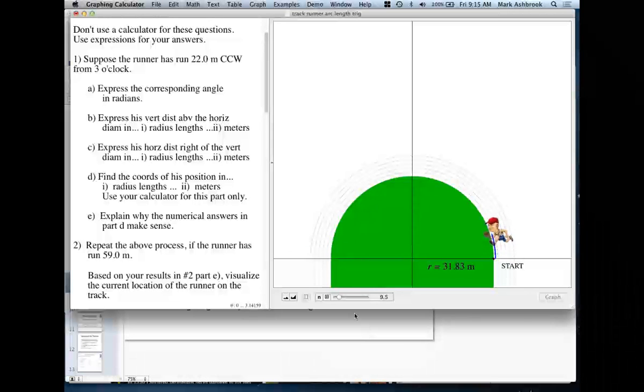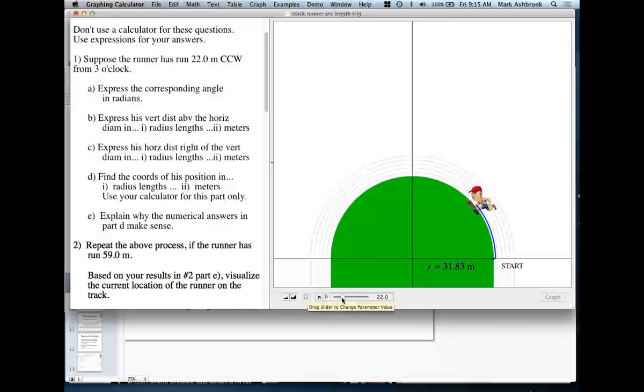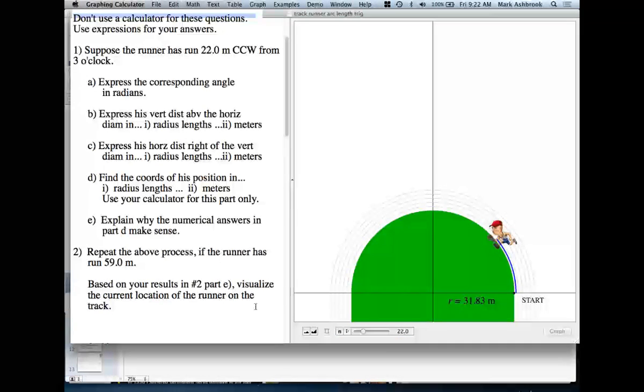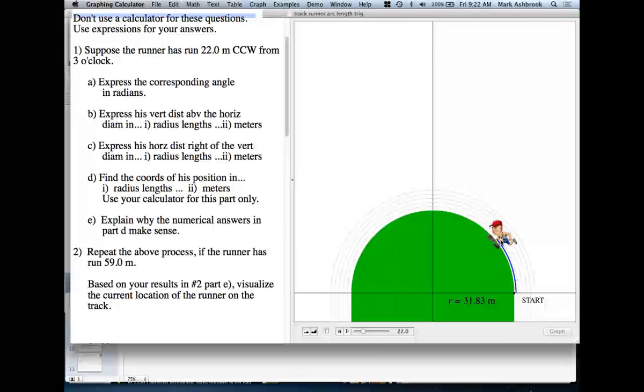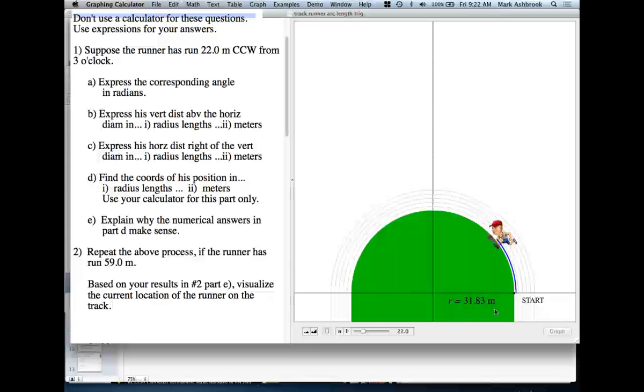All right, so I'm going to show you. The first question is about 22 meters. Here's the 22 meters, the question number 1. Here's its location, okay? Radians, how do we do on this? So he's run 22 meters. I'm showing him having run 22 meters on the track of radius 31.83. What's the angle in radians?